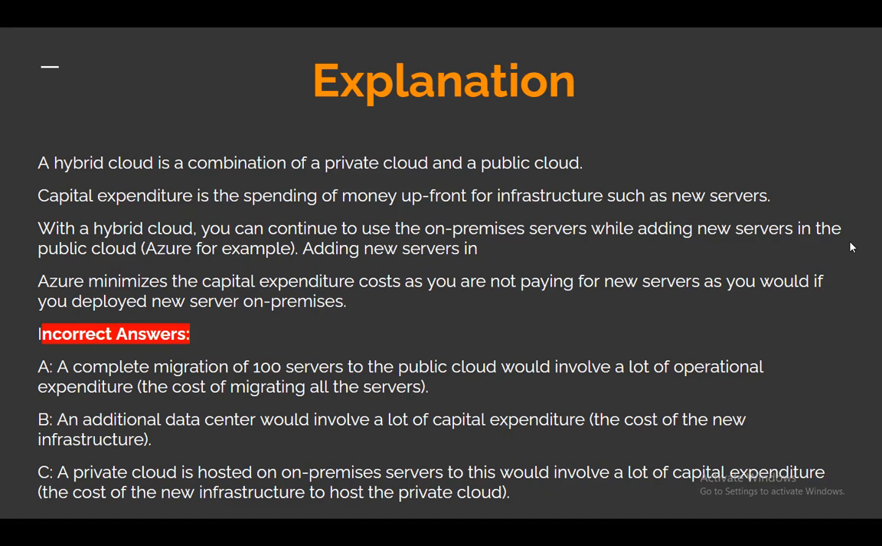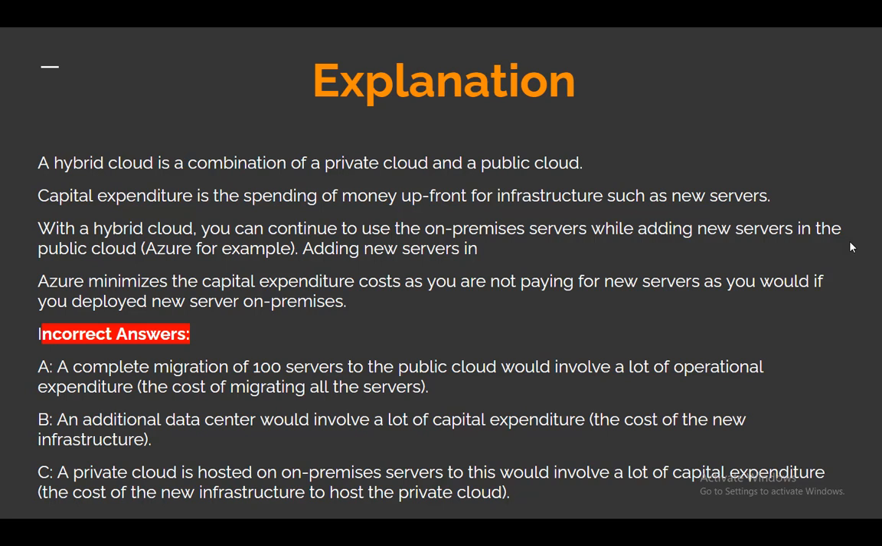A hybrid cloud is a combination of a private cloud and a public cloud. Capital expenditure is the spending of money upfront for infrastructure such as new servers. With a hybrid cloud, you can continue to use the on-premises servers while adding new servers in the public cloud. Azure, for example. Adding new servers in Azure minimizes the capital expenditure costs, as you are not paying for the new servers, as you would if you deployed new servers on premises.